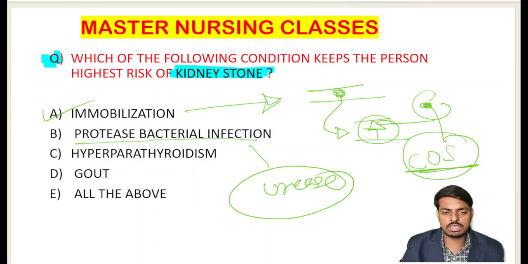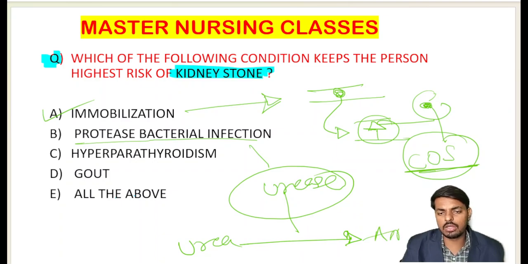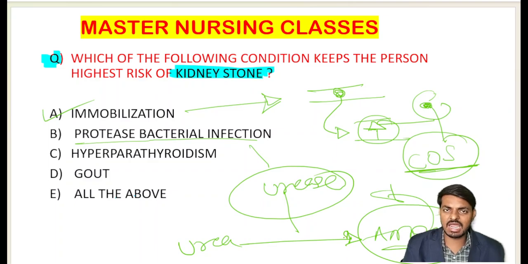This urease enzyme converts the urea to ammonia, where there is an increased ammonia, which gets supersaturated with magnesium sulfate, magnesium phosphate, and ammonium phosphate, which leads to the formation of the triple phosphate stone, or the struvite stone, or the Staghorn stone, or the post-infectious stone. So that is the Proteus bacteria also keeps the person at the highest risk of kidney stone.